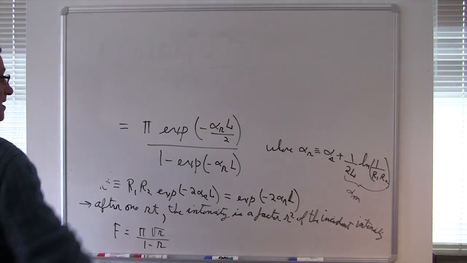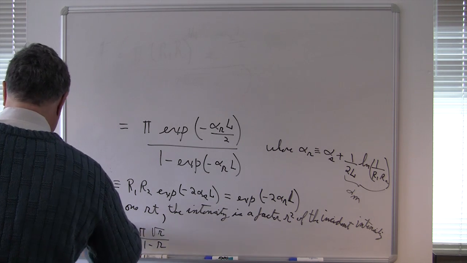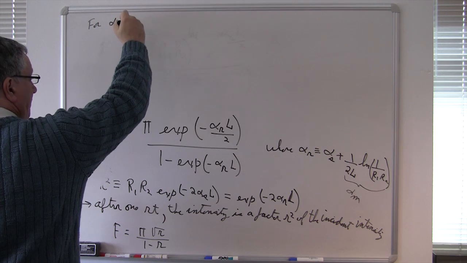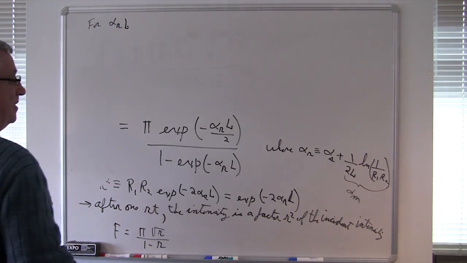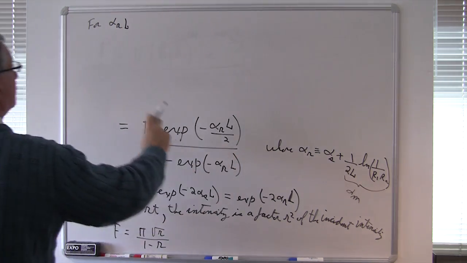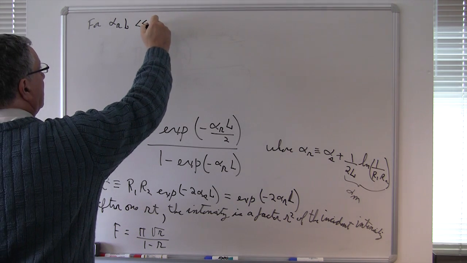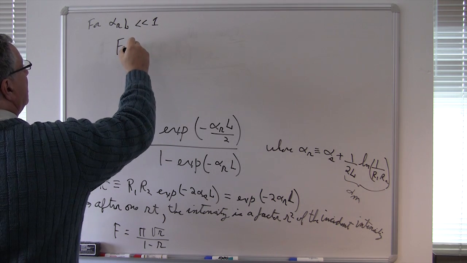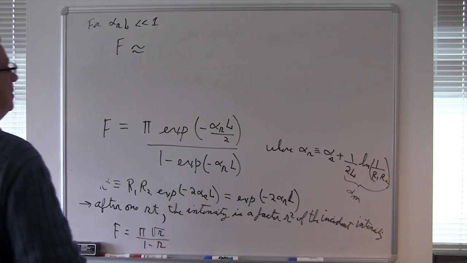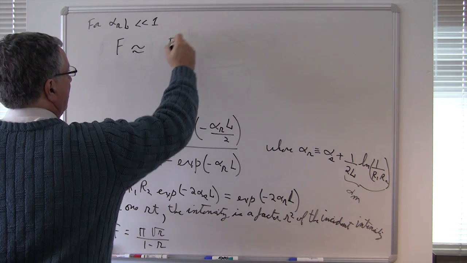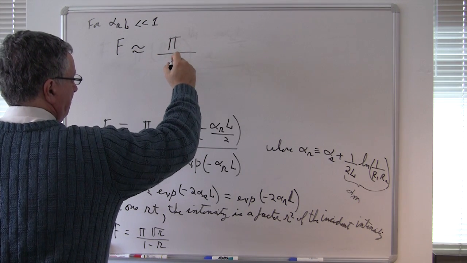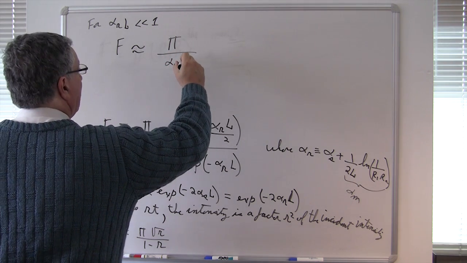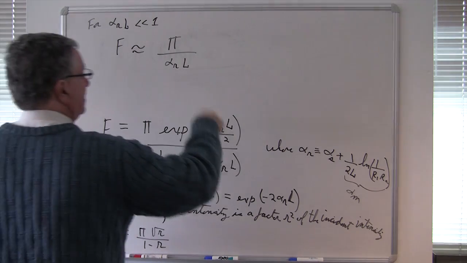Let's see, for alpha RL, the distributed loss here, if we take it to be much smaller than 1, then we can write that the finesse is about equal to pi divided by alpha RL. And where is this coming from?